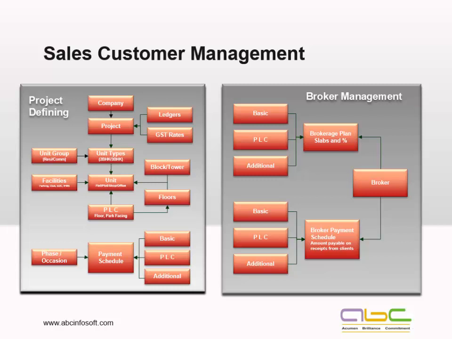So we can have a certain slab. Let's say for up to 5 units, we are offering 5%, for more than 5 units, it could be 6%, or maybe even after more than 10 units, it could be 7%. So we have got various slabs. Then whether it is applicable only for the basic payment, or is it applicable for PLC and additional charges as well? So this is how we can define the brokerage plan, and then the brokerage payment schedule.